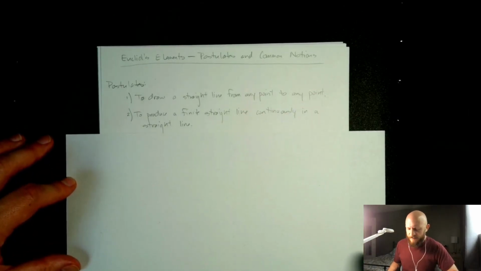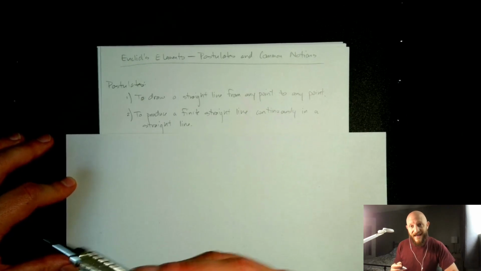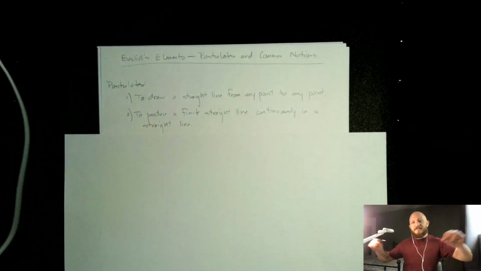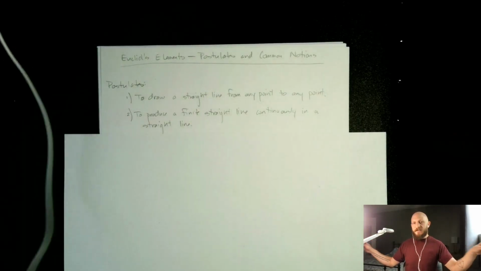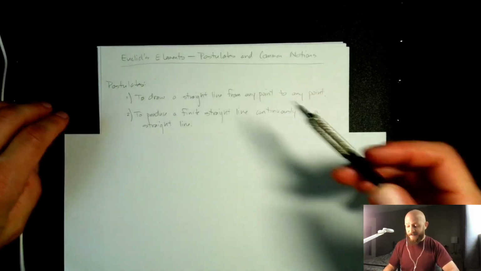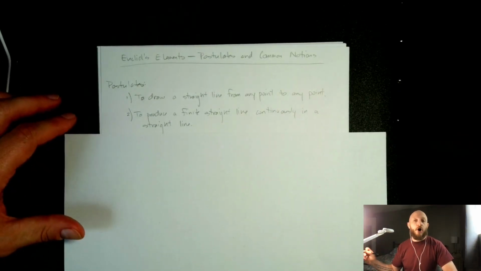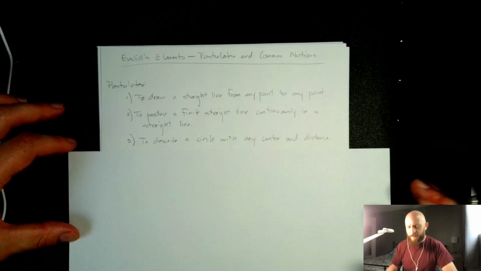Postulate 2 says to produce a finite straight line continuously in a straight line. So all that's saying is that if you already have a line, then you can continue that. You can produce the line, like lengthen the line indefinitely. You can just keep drawing the line as long as you would like. So all it's saying is that if you have a line, you can make it longer. That's fine. Again, super obvious. Doesn't even require a proof.